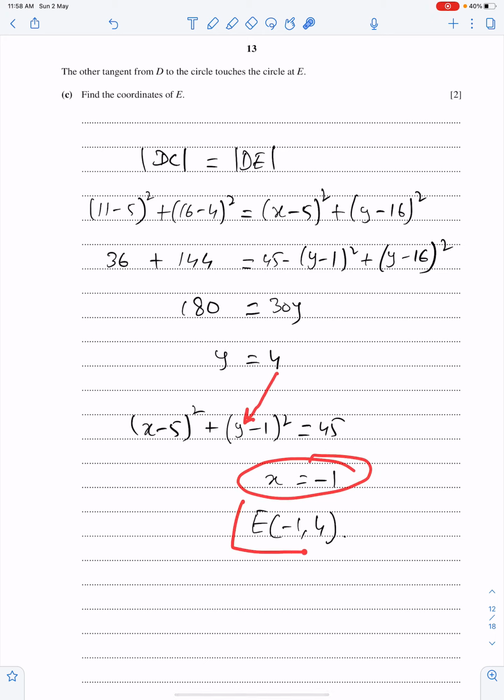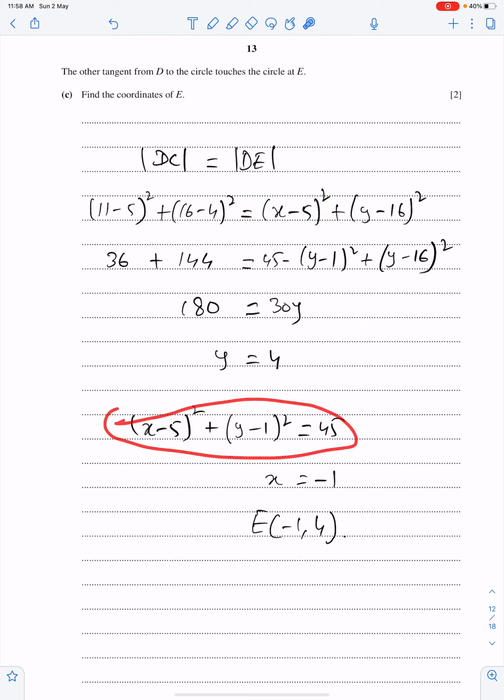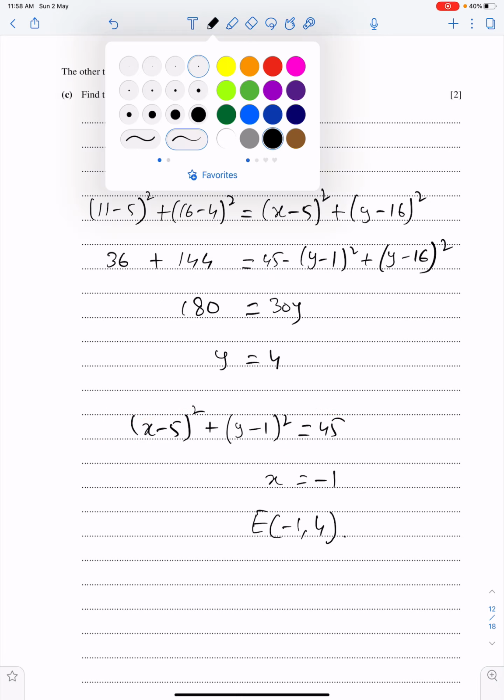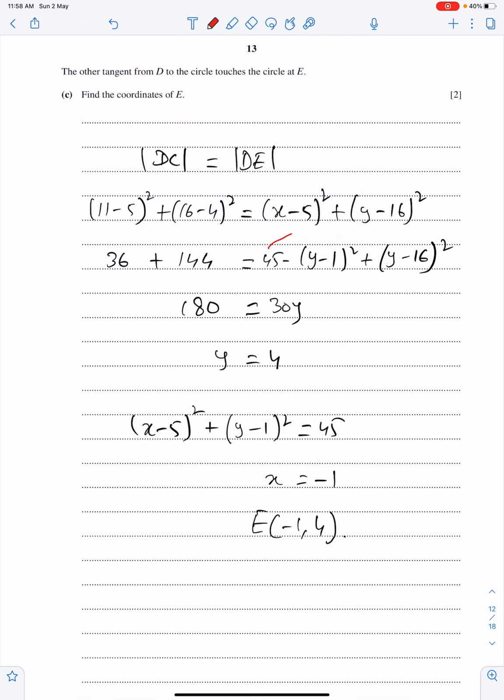So the coordinates of E are minus 1 and 4. I solved this equation with this equation of circle. I substituted the value of x minus 5 whole square from this equation here. This thing is important. This is the substitution from the equation of circle.